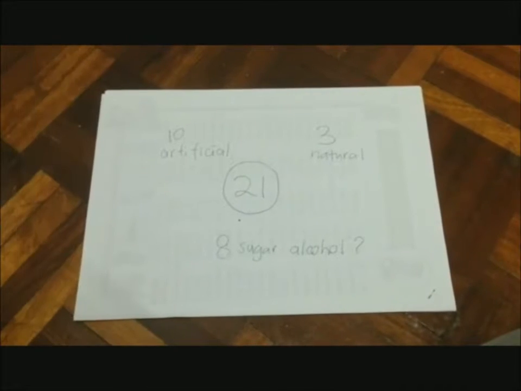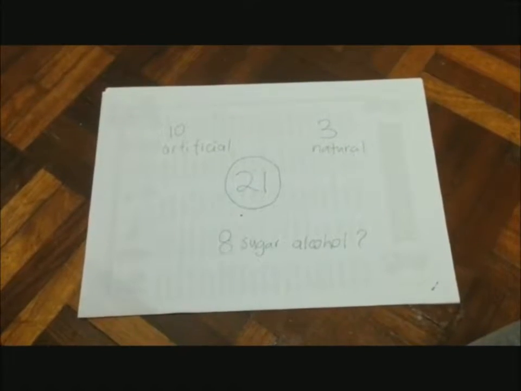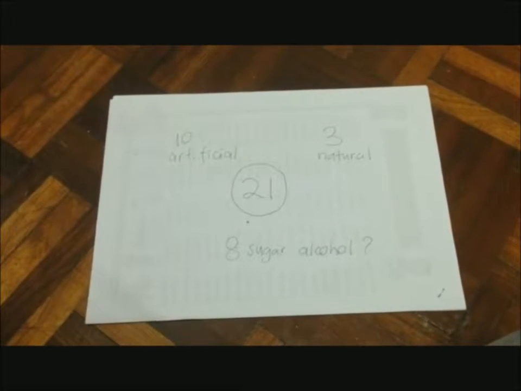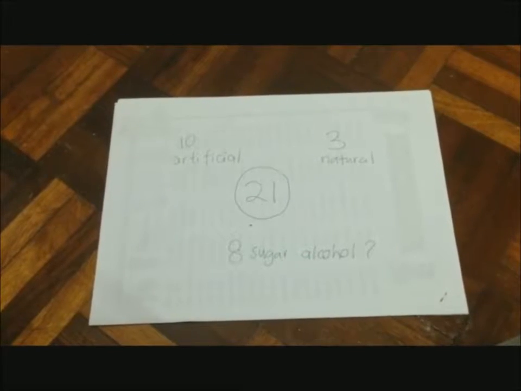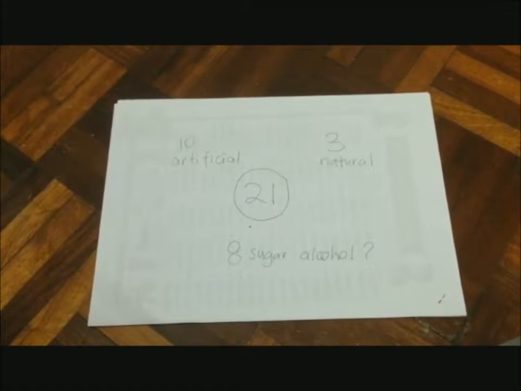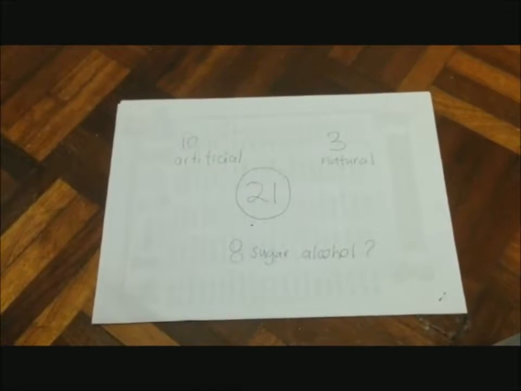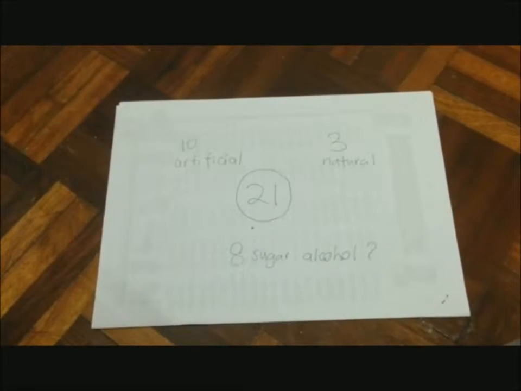There are 21 sweeteners currently assigned E numbers in Europe. The list includes 3 natural sweeteners and 10 artificial ones. There are 8 sugar alcohols. Stevia is given the number 960. It was first approved in France and has now been approved as a food additive throughout Europe.